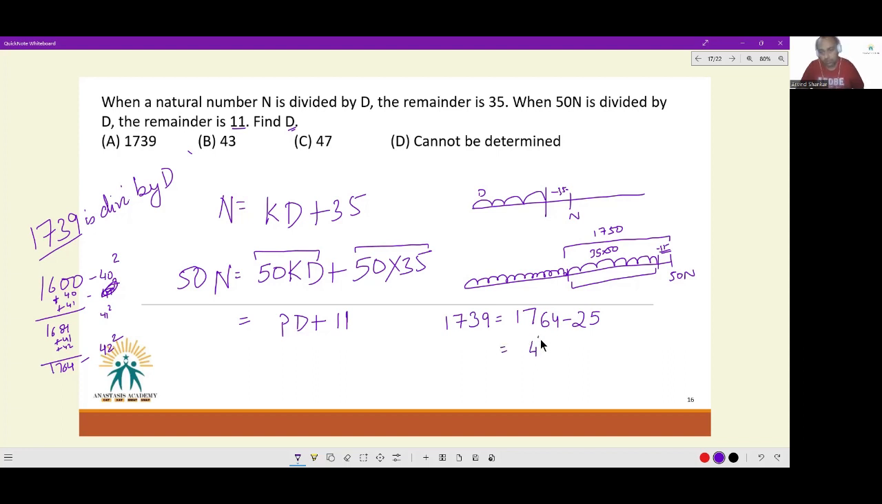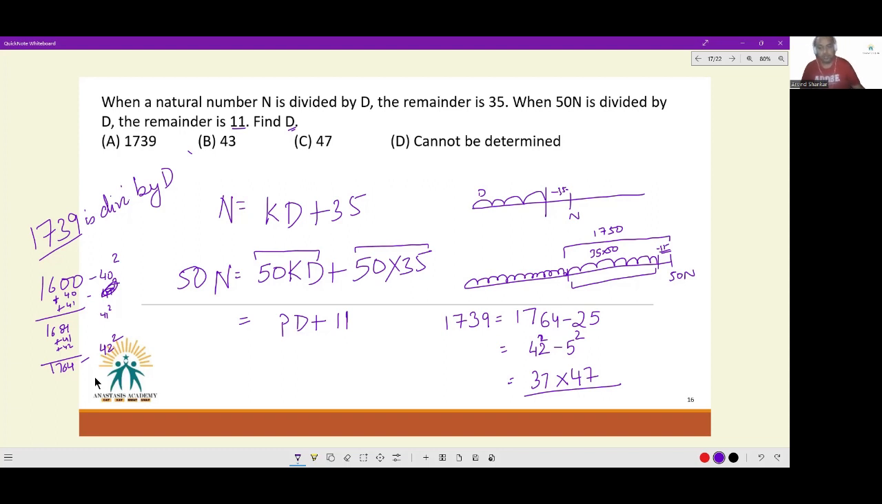Or 42 square minus 5 square, or 47 into 37. Can you see 1739 is not a prime number? And this is reasonably quickly ascertained by finding out the perfect square that is just above 1739 and then seeing the difference. While this is not a universal method, this is a wonderful method when it comes to CAT questions.